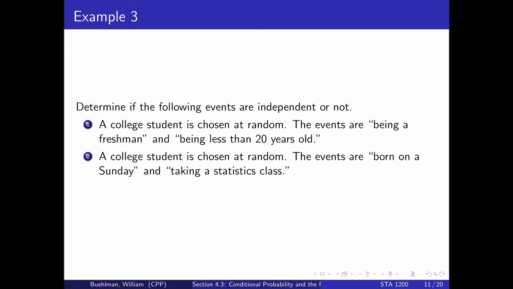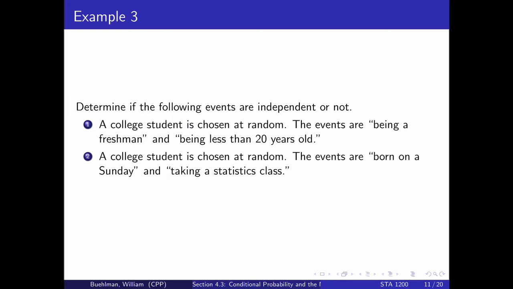Example 3. Determine if the following events are independent or not. In other words, are they dependent? A college student is being chosen at random. The events of being a freshman and being less than 20 years old. So are being a freshman and being less than 20 years old independent events or dependent events? So we're going to have to think about that.